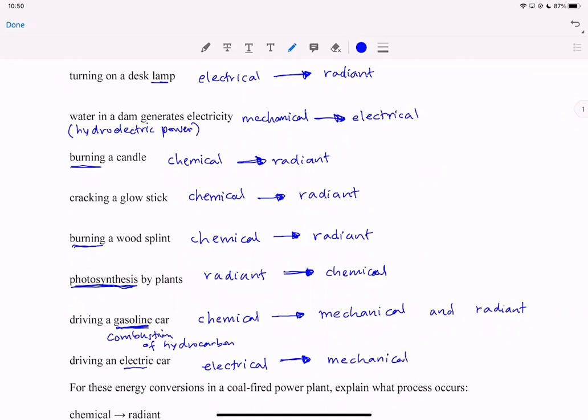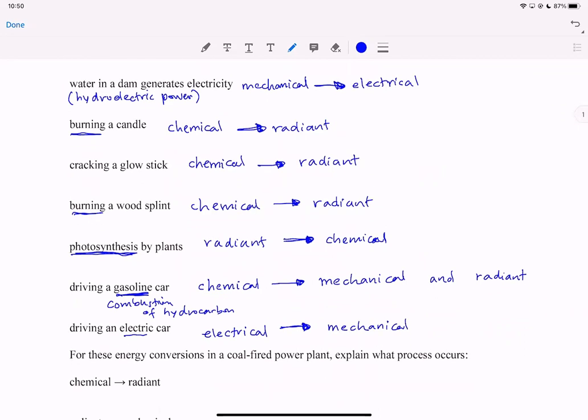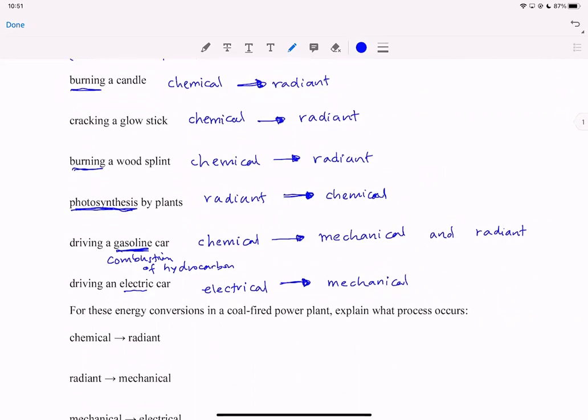And the nice thing about driving an electric car is it's not a chemical reaction. It's not a combustion reaction. So you don't actually have any heat. And so that's why if anyone does have an electric car, these electric cars do not waste energy in heat that's lost to the environment. And so that's the nice thing about electric cars.